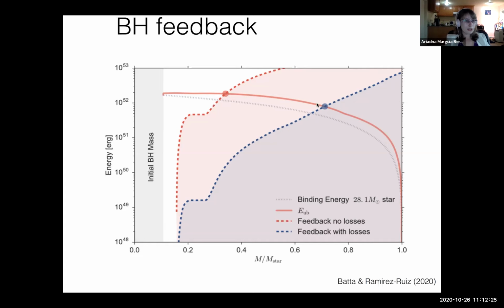So what I want you to notice is that even in the worst case scenario, which is feedback with losses, the star that was originally 30 solar masses is going to eject its envelope, and it's going to end up releasing like 30% of its mass. And therefore, the black hole is only going to be around 70% of the original mass. So this can have a very important effect on the final product. And not only that, but also on the final spin of the black hole.